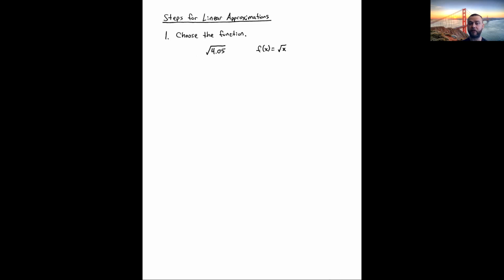Now this is a little murky. It's not at all clear how to choose the function, but if you take a look at that value, you might say it is a square root value. And since we're asked to approximate square root of 4.05, let's choose as our function square root of x.